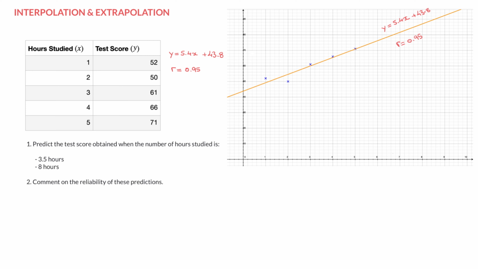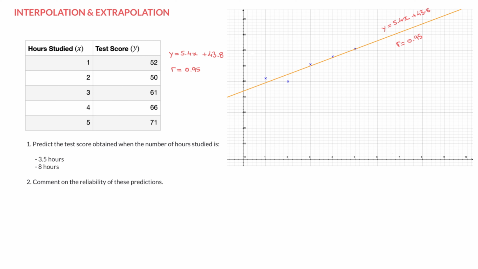Okay, so that's the setup. Now let's look at the exam style questions we have here. We're told, predict the test score obtained when the number of hours studied is 3.5 hours and 8 hours. Okay, well hopefully it's clear. To predict the score obtained, we're going to use the regression line equation that we have here.